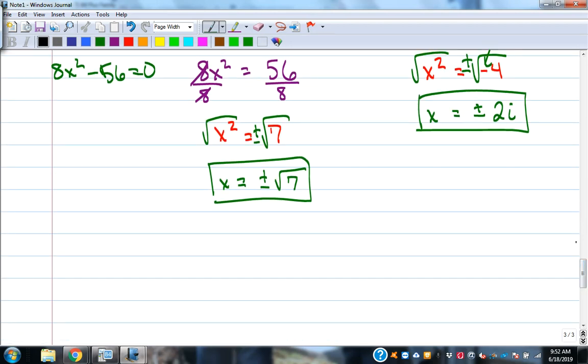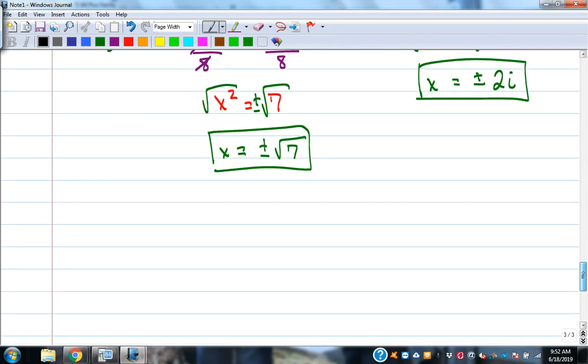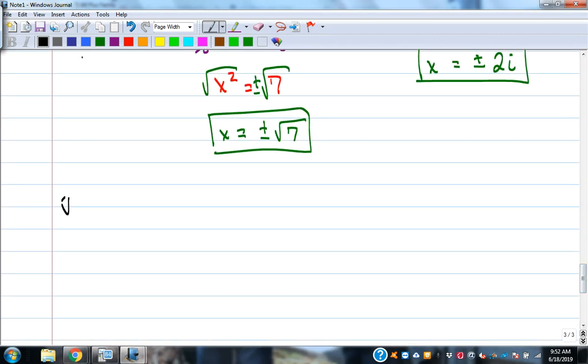Let's look at another one. Say we had negative 3x squared minus 6 equals 18.